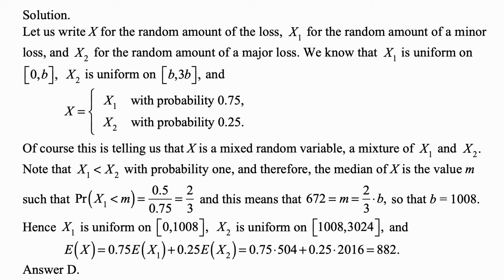Also, for a mixed distribution, the moments of the mixed random variable are weighted averages of the moments of the component random variables, and of course the weights are the probabilities assigned to them. So E of X is equal to 0.75 E of X1 plus 0.25 E of X2, and that's 0.75 times 504 plus 0.25 times 2016, and that's 882, which is answer D.